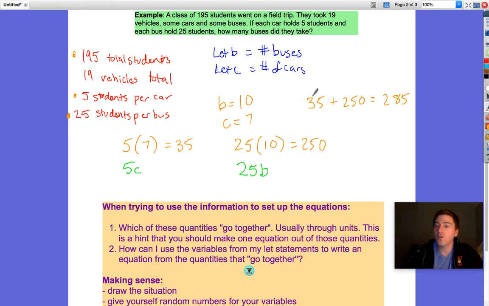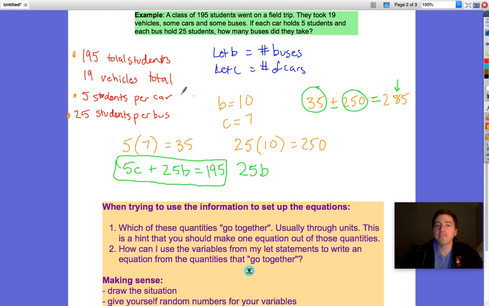Now I know that the students in cars plus the students in buses equals the total students. Students in cars is 5C. Students in buses is 25B. I add them together and it gives me the total. What's the total? It's 195. And there's your equation.